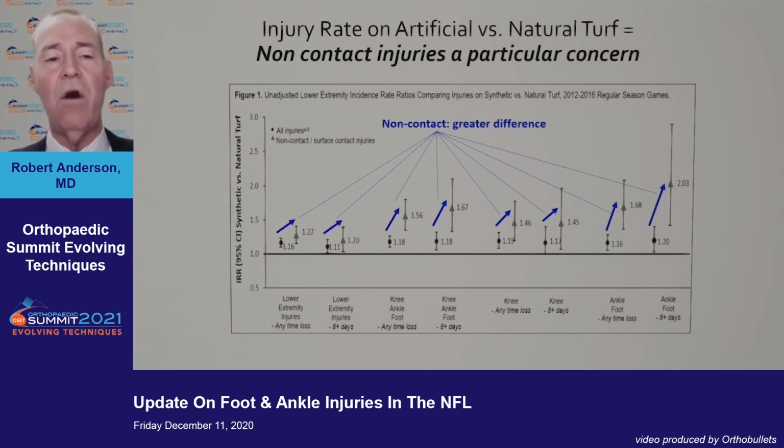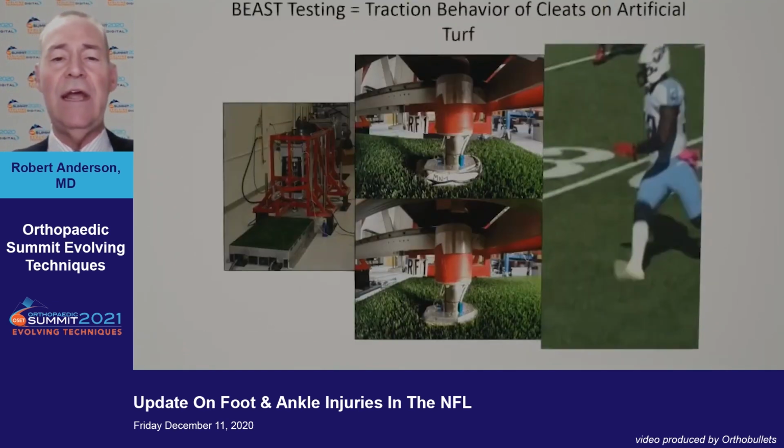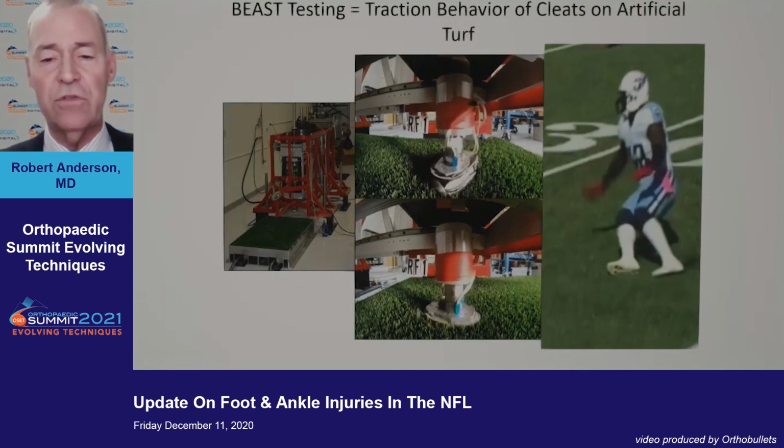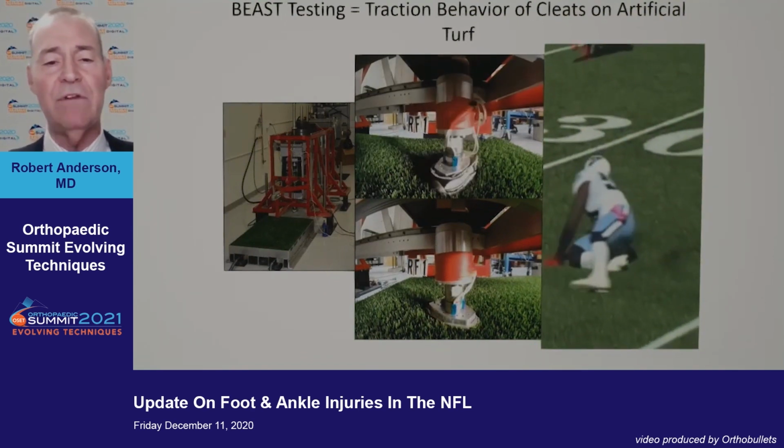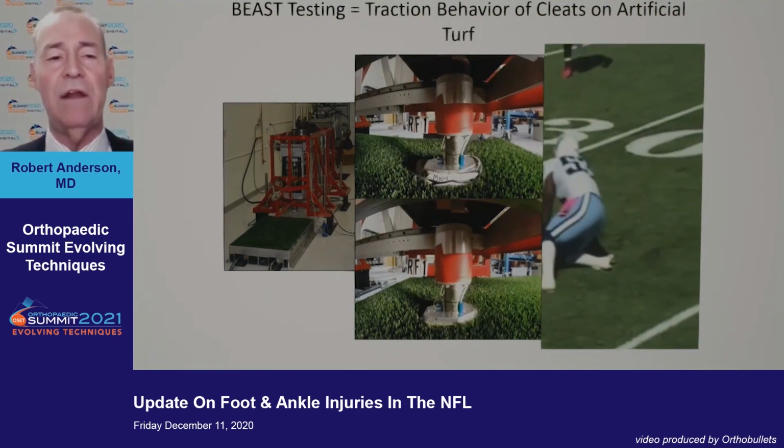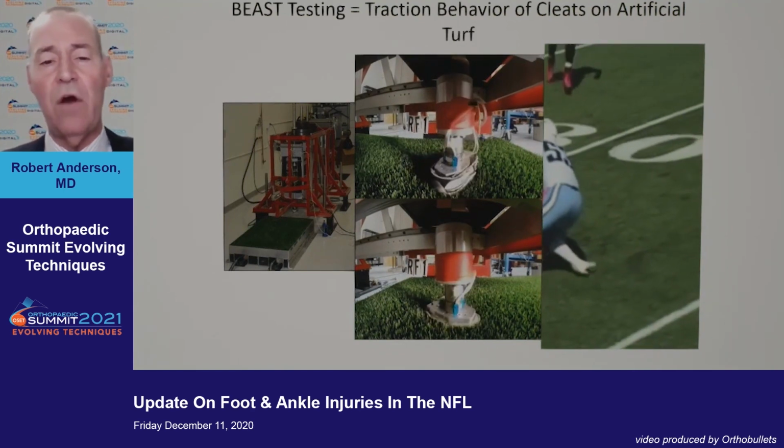So again, we're looking at all these various injuries, and particularly now what's captured our attention are the non-contact injuries, because these are the ones that obviously have to do with the cleat-surface interaction. And the injury rate is certainly higher on artificial than natural. So what we're doing now is we test every cleat plate on every synthetic surface that's available to an NFL player to be on. This is what we call the BEAST testing.